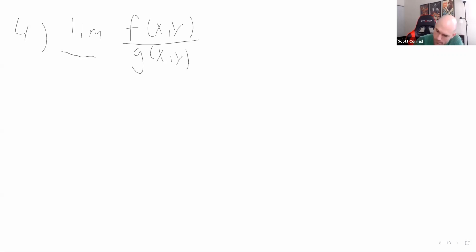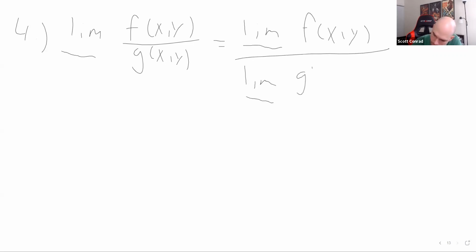And then finally, we have the quotient rule. So we have a function divided by a function. That's just equal to the limit of the top divided by the limit of the bottom, as long as the limit of the bottom is not 0.